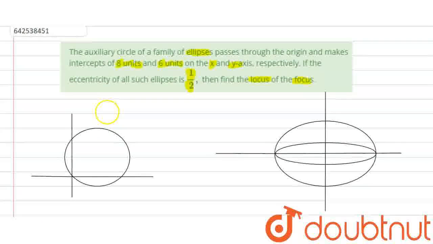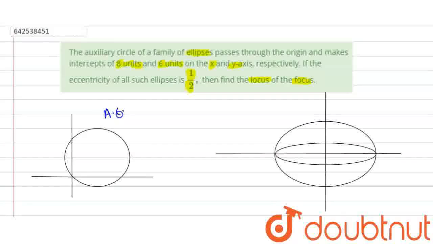Now this is my auxiliary circle and this is my family of ellipses. Now this circle is making an intercept on the x axis which is 8 units, so this point will be (8, 0), and similarly on the y axis it is making a 6 unit intercept, so the coordinates of this point will be (0, 6). Now let us mark the center of the circle and find out its radius. So first of all I will join this.